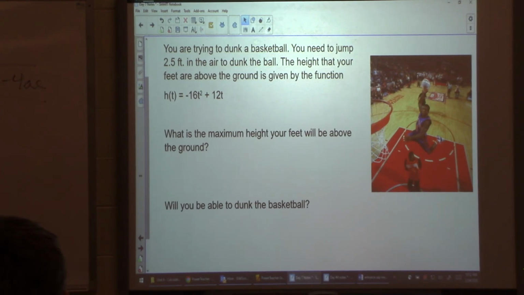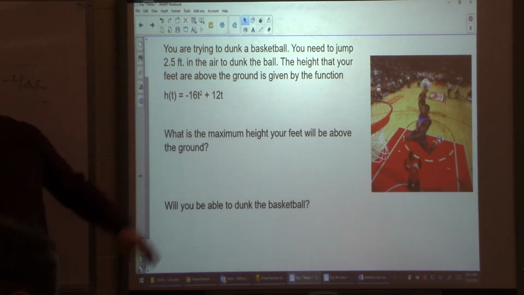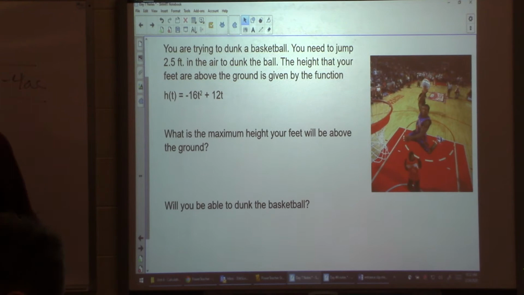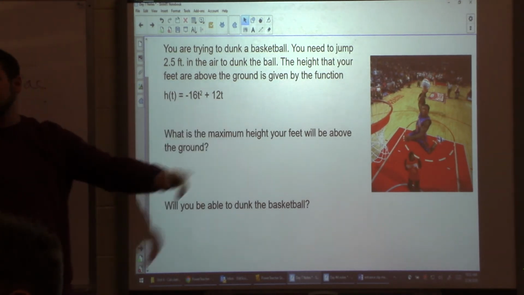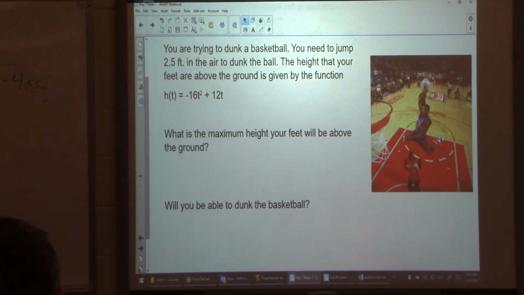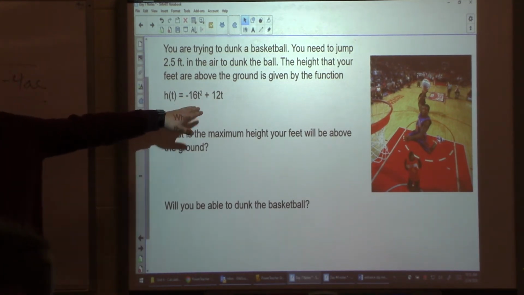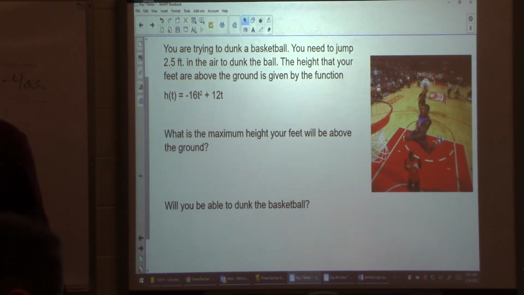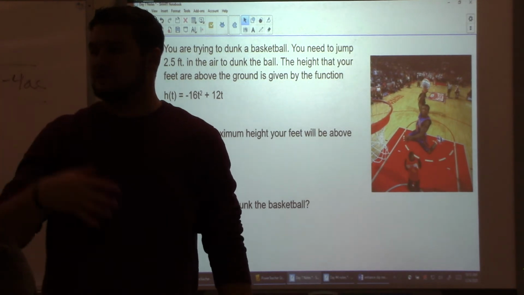What is the maximum height your feet will be above the ground? Yes, Ms. Baker? Does this equation change? It will, because our initial velocity changes for each problem. And our initial height. Like this is a plus 0. He's technically starting on the ground, so his initial height is 0. So don't put it on. So each problem is going to change the velocity and the height. Gravity will always stay the same, but the height and the velocity will change. Okay? And like I said, the function will always be given to you.